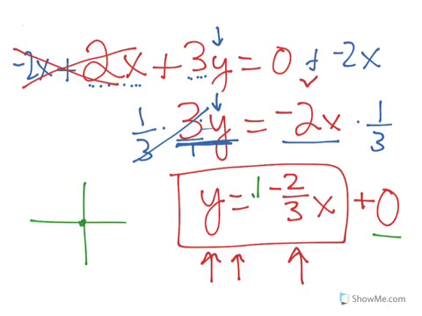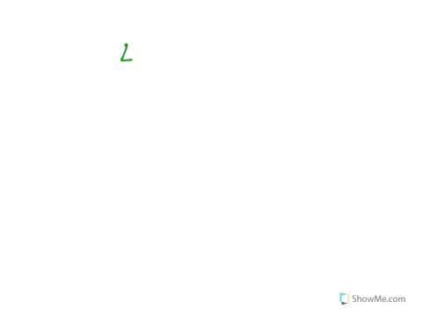I would go down 2, right 3, down 2, right 3, down 2, right 3, and my line would look something like that. Let's try one more. 4 times the quantity x minus 3y equals 12.